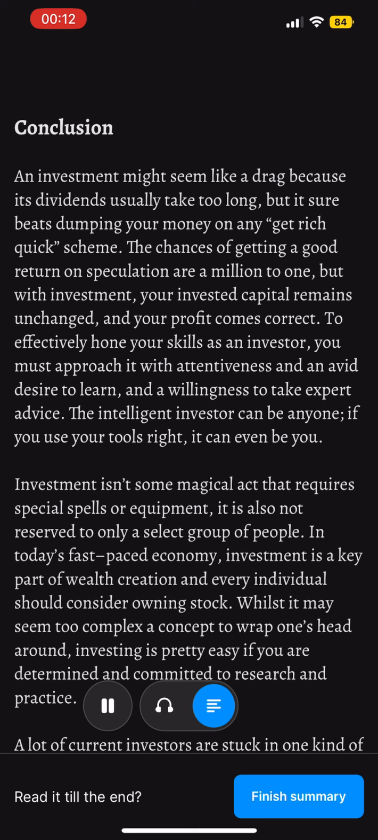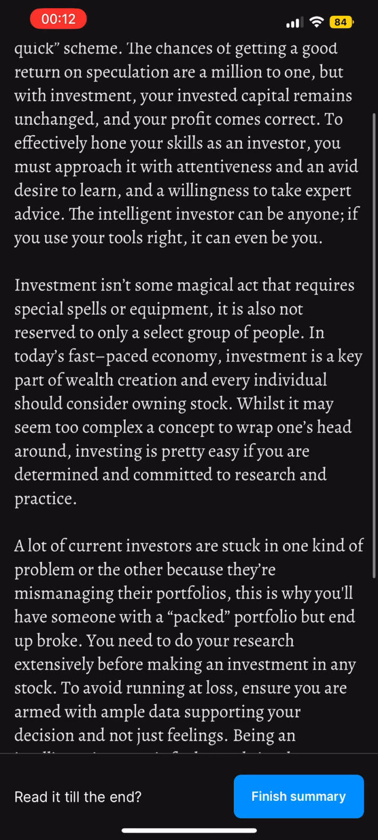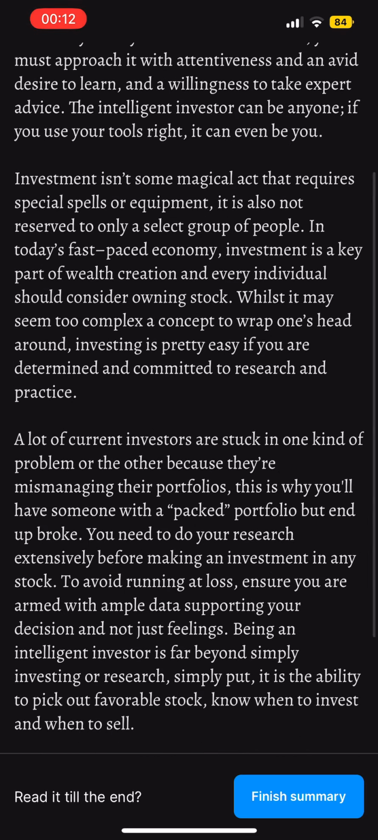To effectively hone your skills as an investor, you must approach it with attentiveness and an avid desire to learn and a willingness to take expert advice. The intelligent investor can be anyone. If you use your tools right, it can even be you. Investment isn't some magical act that requires special spells or equipment. It is also not reserved to only a select group of people.